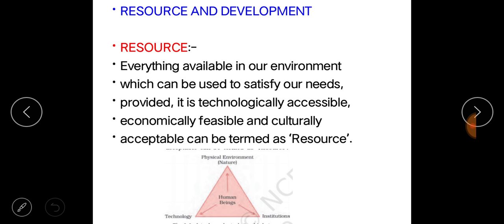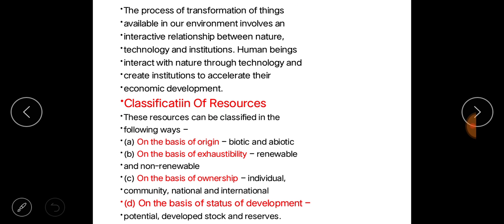Anything which is available in our environment, which can satisfy our needs, is a resource. Everything whatever you are using in your locality, in your home, whatever you are using nowadays in life, these are all called the resources.